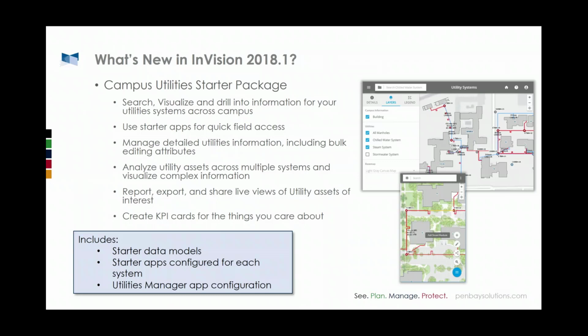Then there are starter apps configured for each of the systems that we have data models for. So you'll see when Ben gets to the demo, you'll see a variety of these starter apps for steam and water and so forth. And then there are utilities manager app configurations as well that help you to filter and analyze and report on the asset elements of your utilities data models.